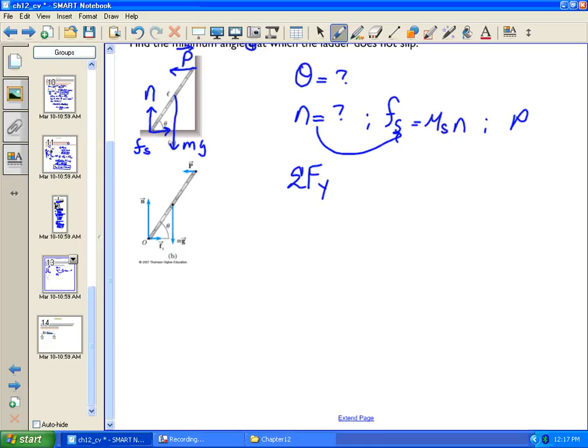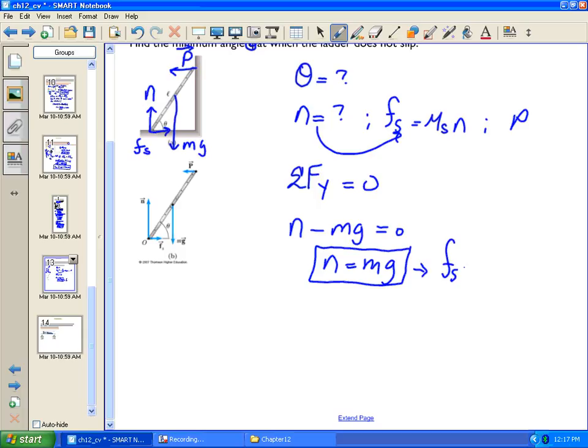Let's start with Newton's second law along the y direction. We've got positive n minus mg equals 0. That immediately tells us that n equals mg. Guess what? We've eliminated one of the unknowns. Also, then, Fs equals mu s times mg. Okay, the other related quantity. As soon as we know n, we know F sub s. And remember that this was given to us as 0.4.